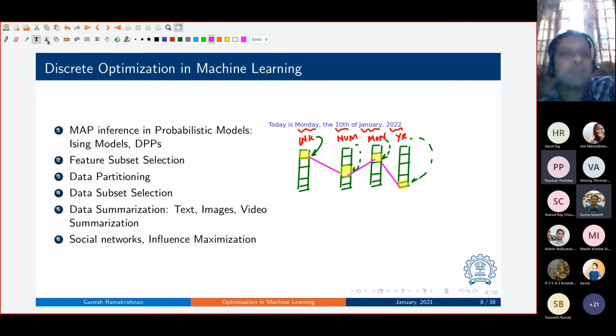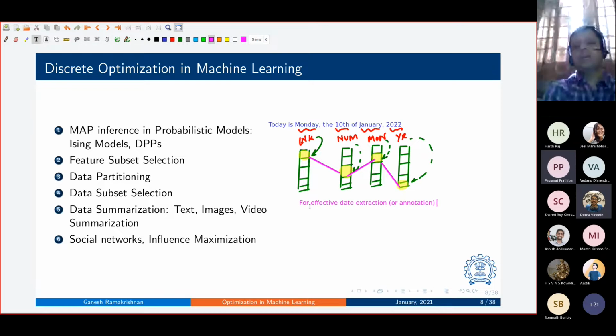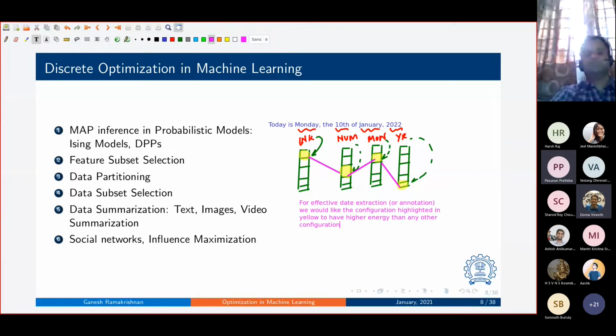So for effective date extraction or annotation, we would like the configuration, say highlighted in yellow, to have higher energy than any other configuration. There could be other configurations. Let's say I'll put a gray configuration here.